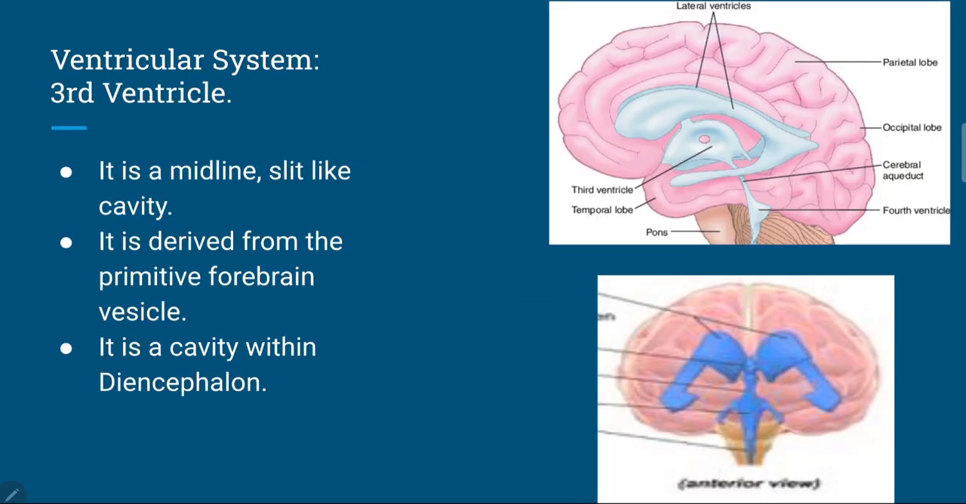So the next one is the third ventricle. It is a very small midline slit-like cavity, derived from the primitive forebrain vesicle, and it is a cavity within the diencephalon. There's not too much to remember there, but it's very important as well because it provides communication between the lateral ventricle and the fourth ventricle. If you look at the image right here, you will see the third ventricle right there, but of course we are looking from the lateral view. From the frontal view, this is the third ventricle.